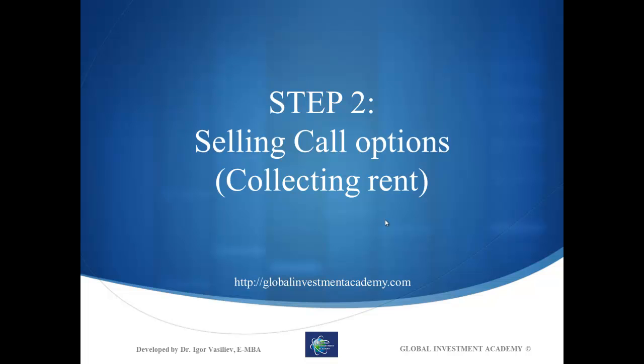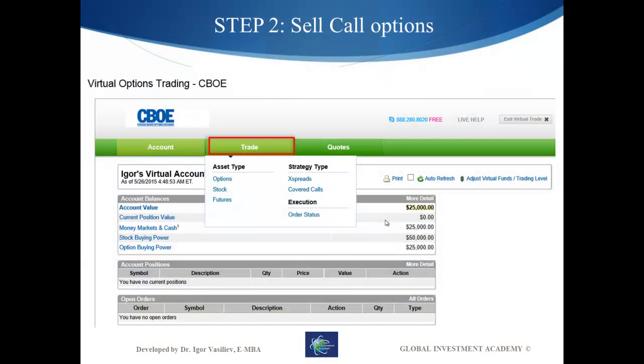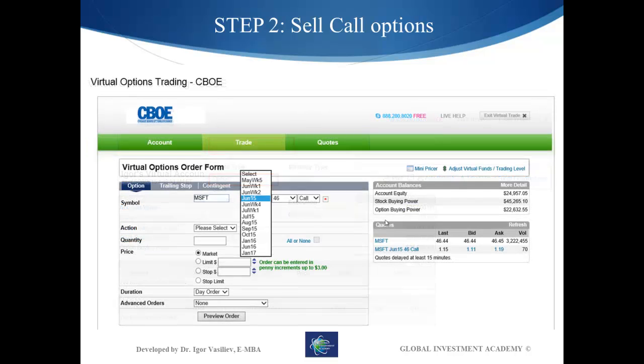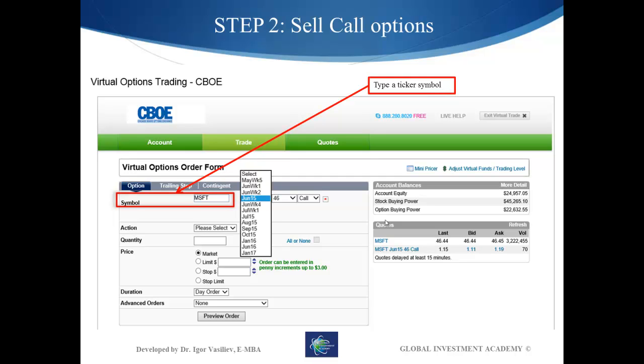Now we're going to do our second step, selling a call option. We have shares and we want to rent them out and collect our income. So we choose trade, and in this particular case we choose options. After that we type the symbol, same company, Microsoft, and then we choose from the menu the duration of our contract. So I'm choosing June 15th. It's maybe less than a month left.